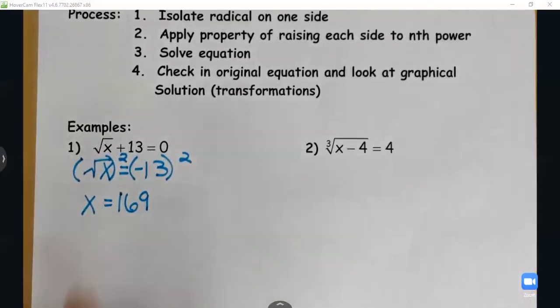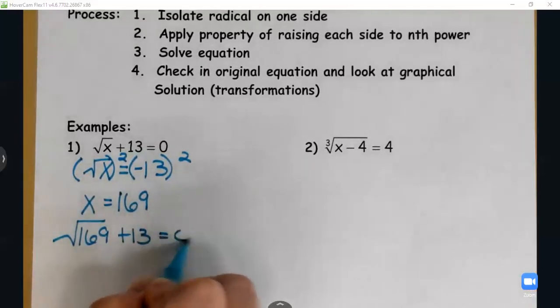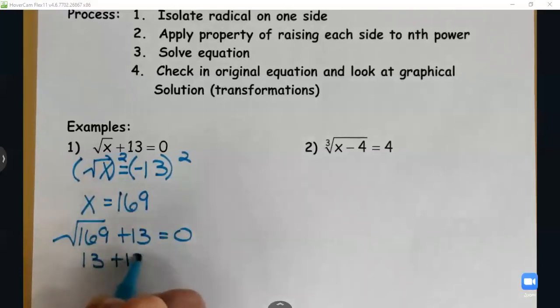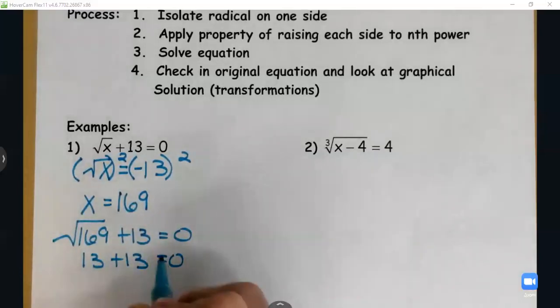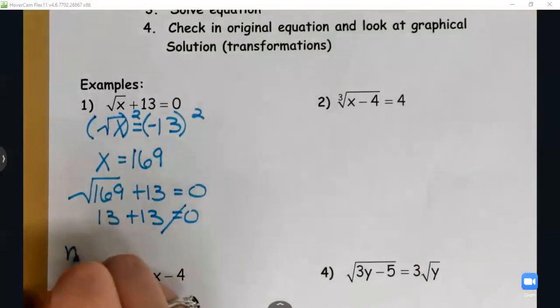Now, if I plug that back in, square root of 169 plus 13 equals 0. That's going to give me 13 plus 13, which does not equal 0. So my solution does not work. So there is no real solution for this problem.